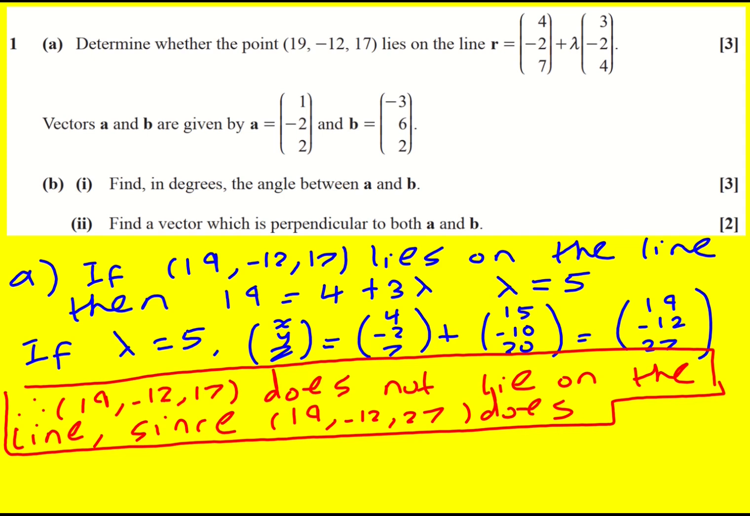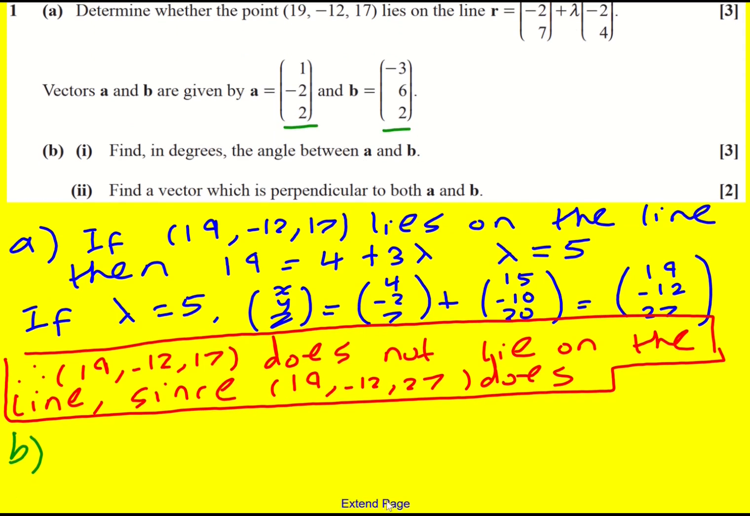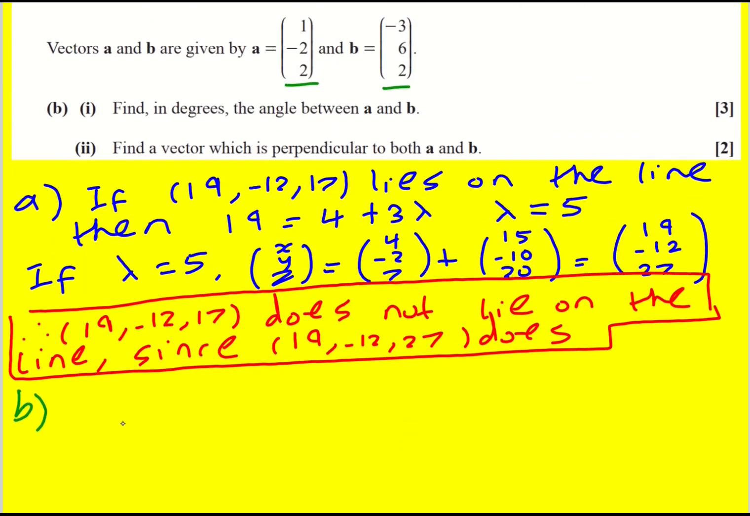Okay, let's take a look at the next part. We're given a couple of vectors, and we're asked to find in degrees the angle between them. So I can draw these vectors like this. I mean, this is just a little sketch. This is the angle in between. It might end up being, by the way, an obtuse angle. It could be that the vector's actually going that way and you get an obtuse angle, but we'll find out. It doesn't matter too much.